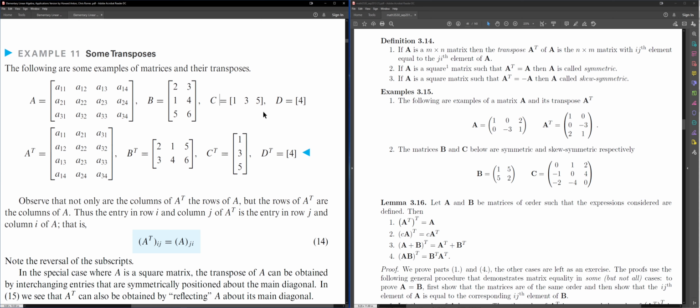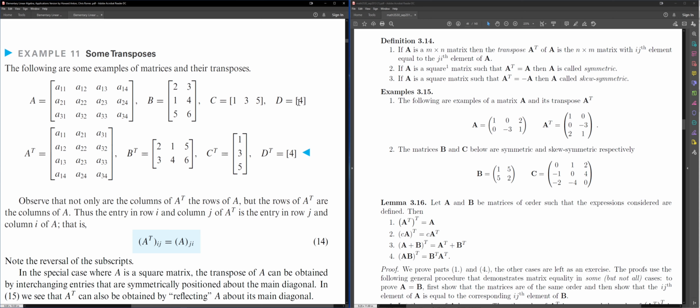Some other cases: if C is just this matrix with one row and three columns, this is like a row vector. When you take the transpose of it, this row will become a column. So when you have a row vector and you take the transpose of it, you get a column vector. And one last thing is if you just have a matrix with a single entry in it, which is 1 by 1.